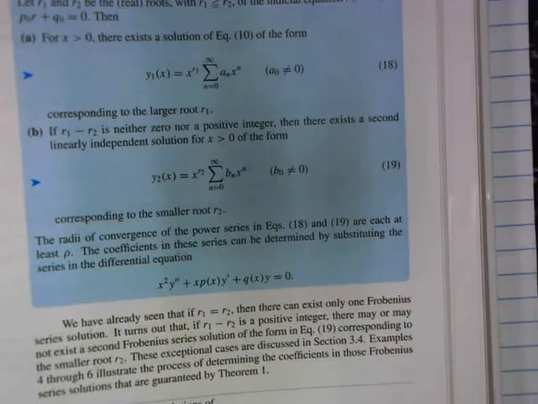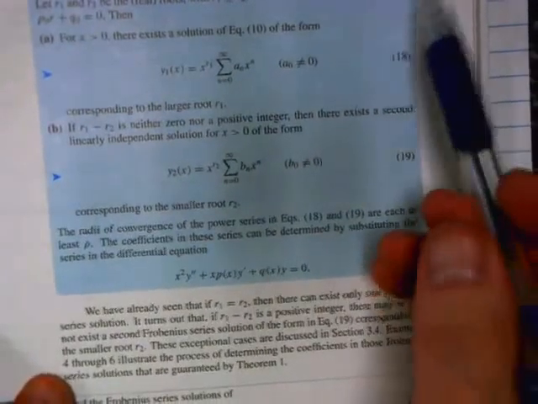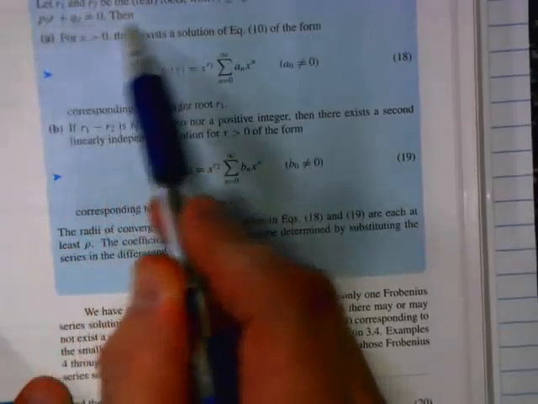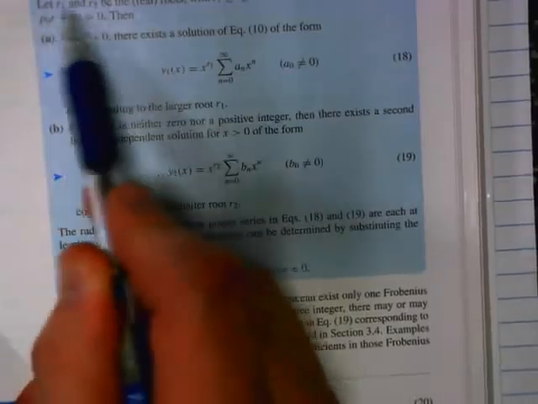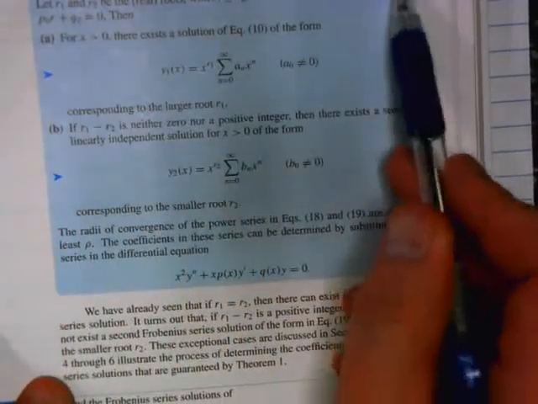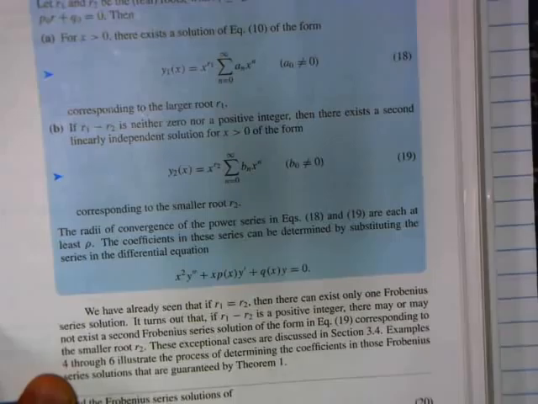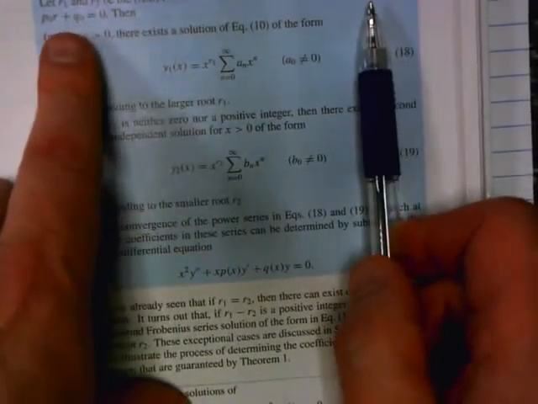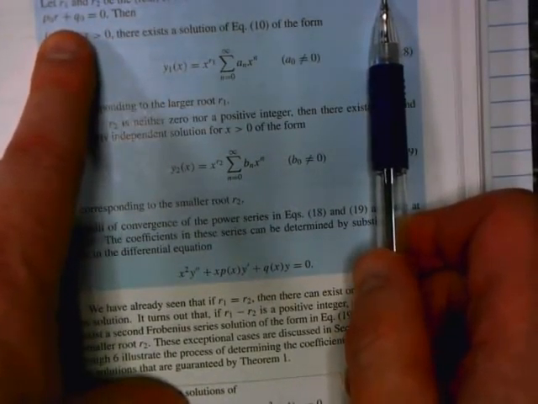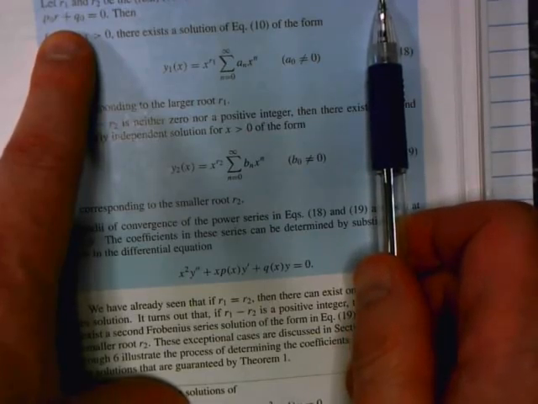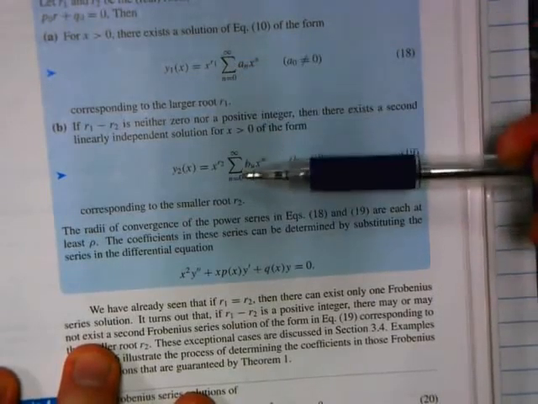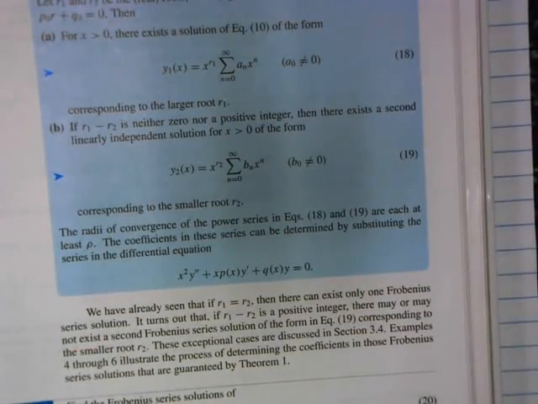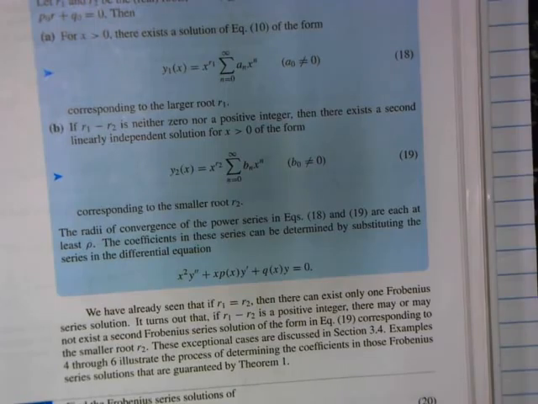So, the big thing here is the indicial equation, as they call it here. We've always called it the characteristic equation. This is going to be what we're going to call our characteristic polynomial. If we can solve this equation and get two roots, and the roots do not differ by an integer, then we will end up with two linearly independent solutions. Okay, so here's how this works.